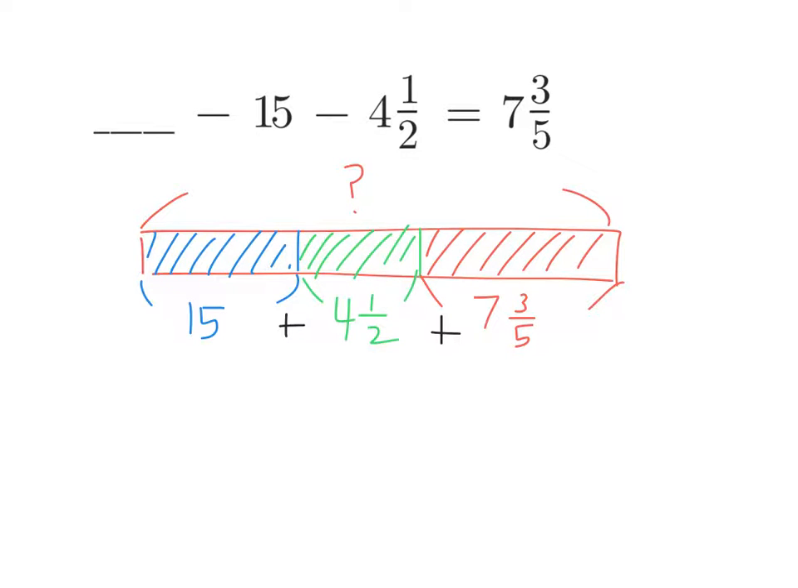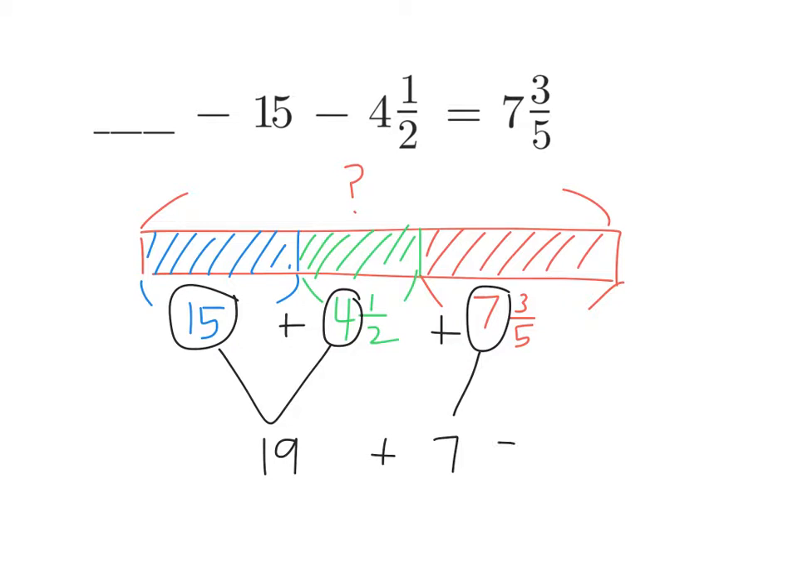Now, we can add the whole numbers part first, can't we? 15 plus 4 is? Plus 7 is? This is 19. And then plus 7 is? 26. So we know the whole number part is 26. What do we have to add now? 1/2 plus 3/5. Can we do that? Not right away, but do you know how to do it? Oh, okay, good. Go ahead and do it.